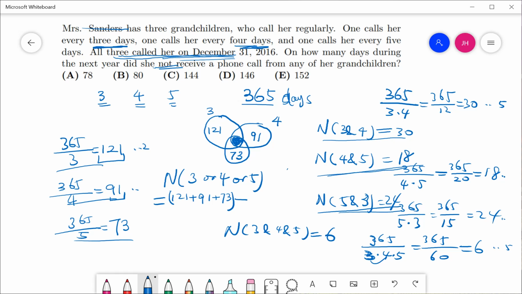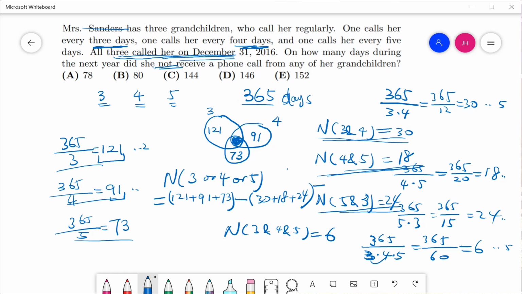And we need to deduct the days that at least 2 grandchildren call her, because these days are double counted. So that'll be minus all these 3 numbers, right? So that'll be 30 plus 18 plus 24.